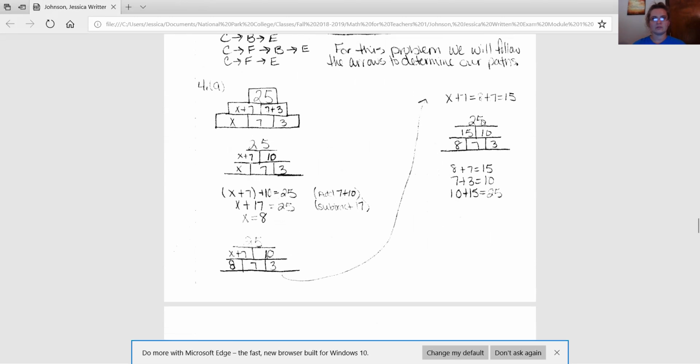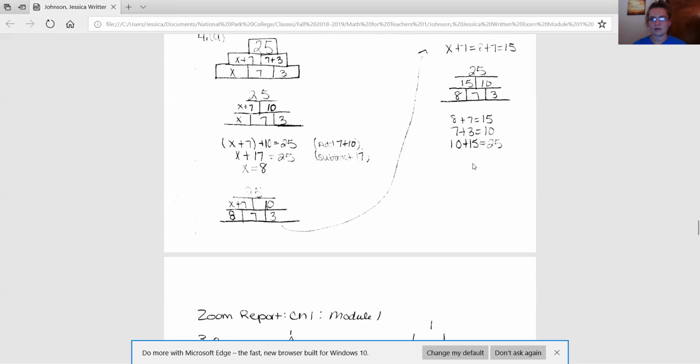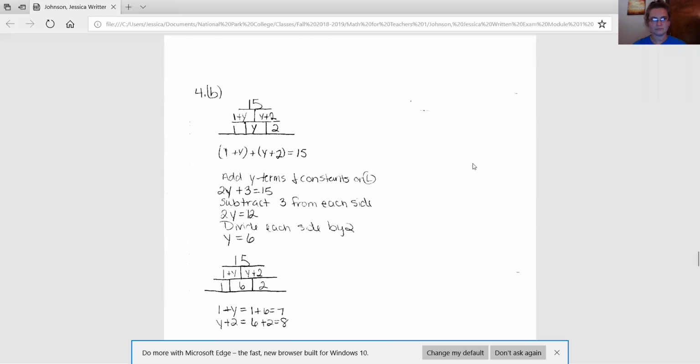And I'm just going to build my pyramid off the facts that I learned. So the facts that we learned are 25, 15, 10, 8, 7, and 3. And then I go back and check my answers. 8 plus 7 equals 15. 7 plus 3 equals 10. 10 plus 15 equals 25. Our pyramid works out. Isn't that awesome?